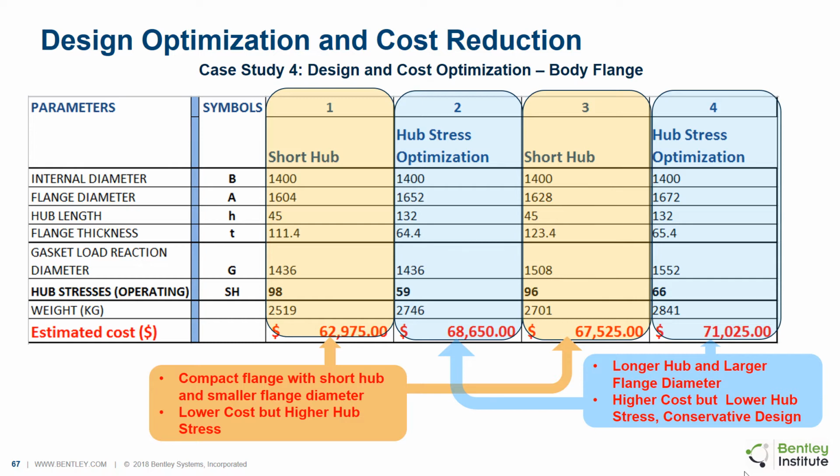Options 1 and 3 result in more compact flanges with smaller hub length and flange diameter but at the cost of higher hub stress. Hence, the optimization method provides a valuable iterative approach to arrive at the most optimum design based on the cost versus performance criteria.